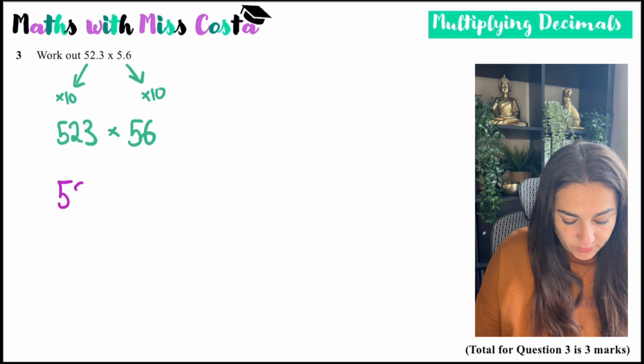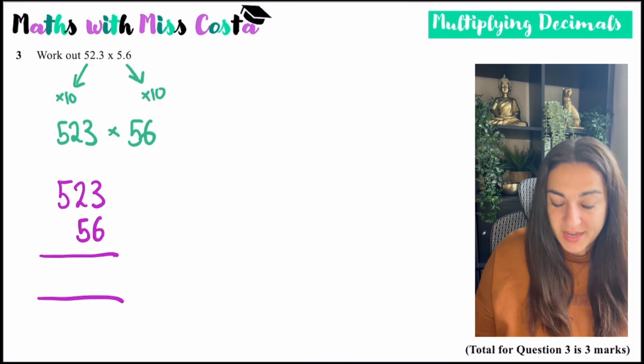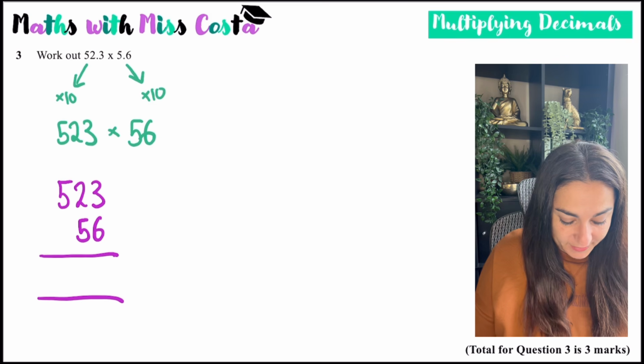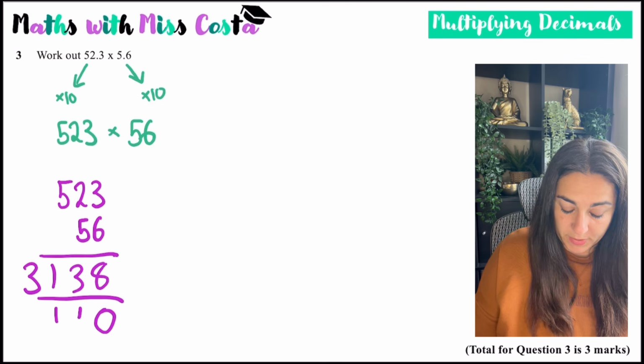You can do whatever method you prefer. Most of the time I use Napier's bones, but we'll just do column method for now. So 6 times 3 is 18. 6 times 2 is 12. Carry the 1. 6 times 5 is 30. So that would be 31. Then we add a 0 because we're multiplying by 50.